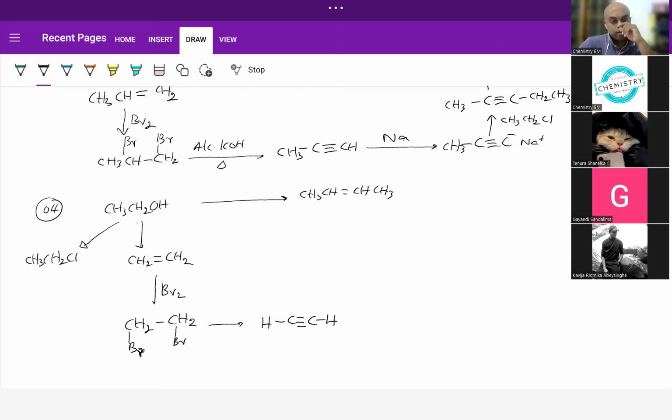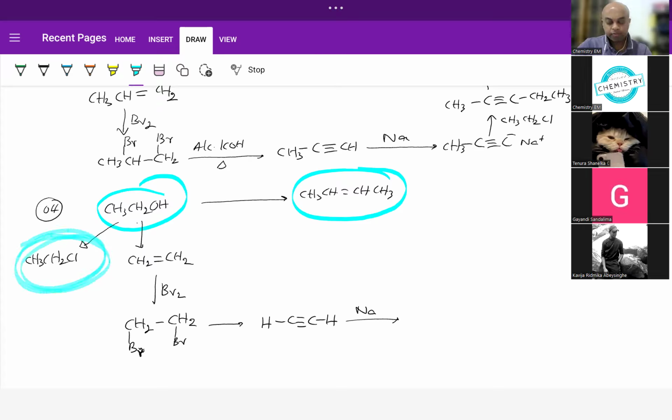Then after that I'm doing the sodium step, right? So if you check the first one and the second one, I have increased the number of carbon atoms by 2. Now I have created an alkyl halide here. So I can use this alkyl halide with sodium, but the addition should be only 1 CH3 CH2 Cl.